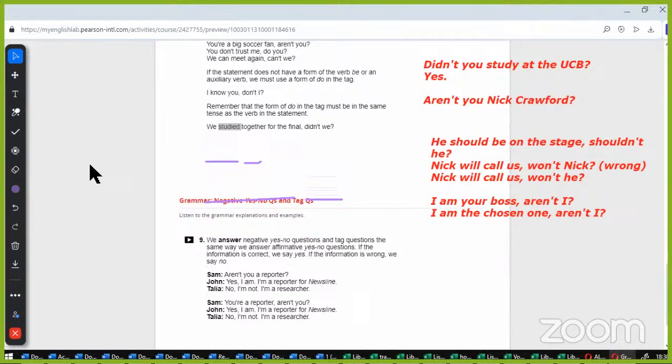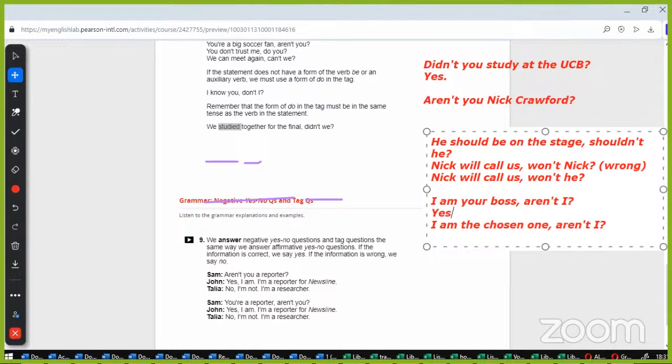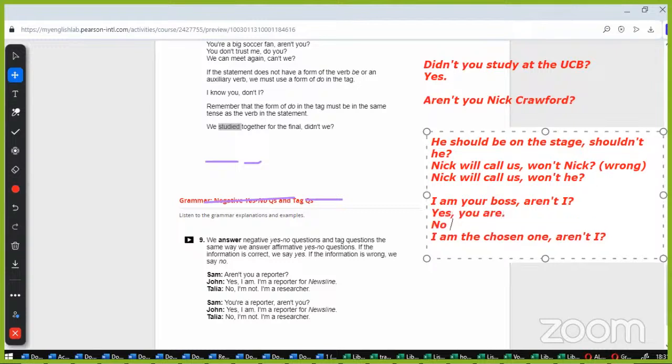And finally, we answer negative yes, no questions and tag questions the same way we answer affirmative yes, no questions. If the information is correct, we say yes. And if it's not, we say no. Like here: I'm your boss, aren't I? Yes, you are, let's say. Or no, you're not.